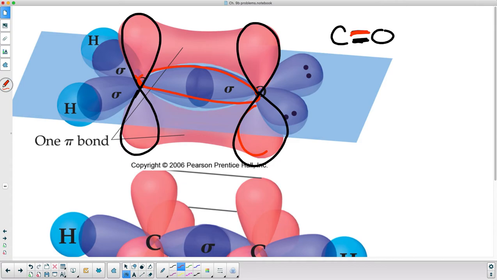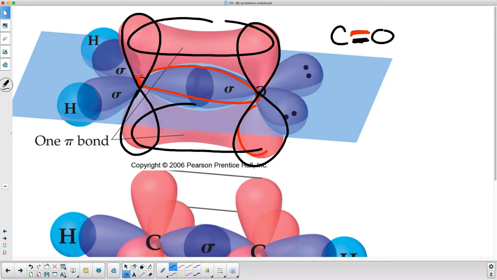Okay? And the sigma is always the end-to-end. It's always the first bond that happens because the two lobes are reaching out towards each other and they overlap in that way. The other two lobes, the ones I have in black here, end up going side by side like this. So that is two bonds I'm showing you, the sigma bond and only one pi bond.